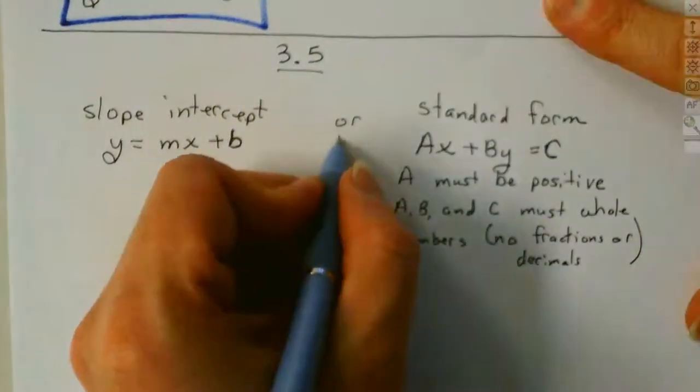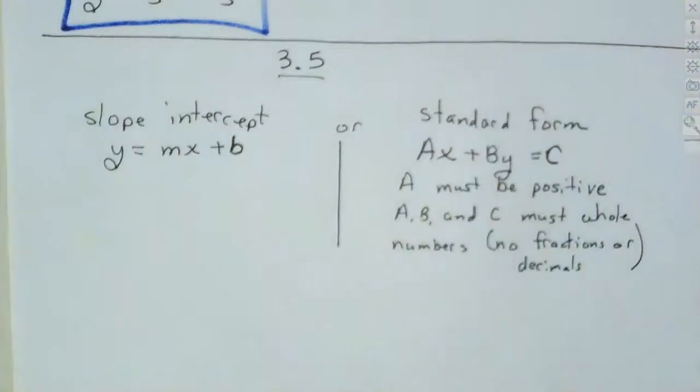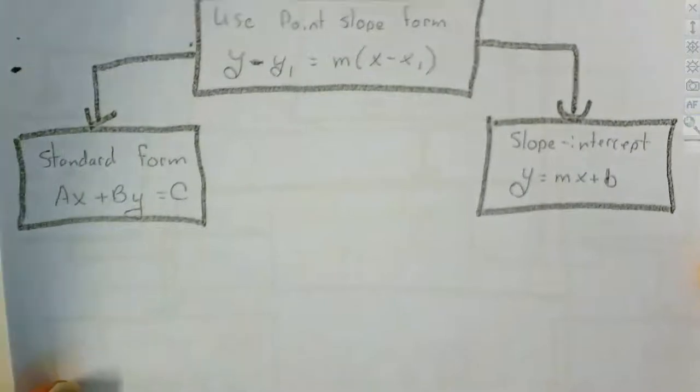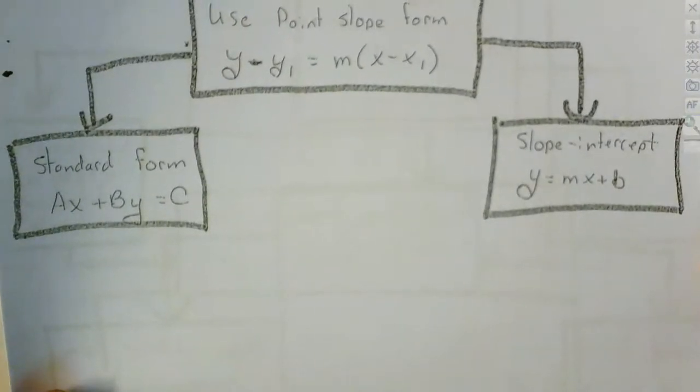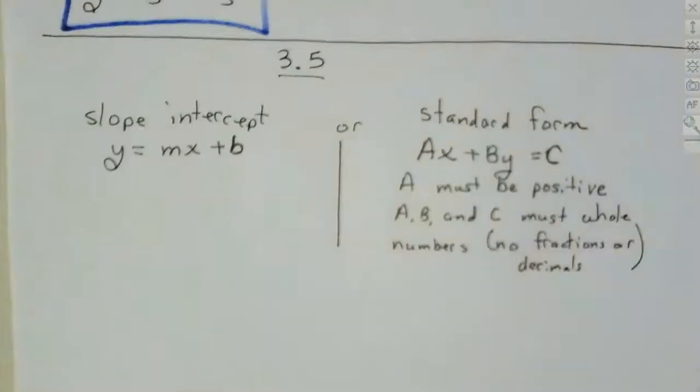So there are two different ways of writing your answer. And if you look at that flow chart that we just did a moment ago, remember, you either write your answer in standard form, okay, or you write it in slope-intercept form. Now, what's the difference between them? Slope-intercept has been solved for y. And y is on the left-hand side. What about standard form? The x and the y are both on the left, and it must start off with a positive x value. A, B, and C must be whole numbers, so no fractions or decimals.